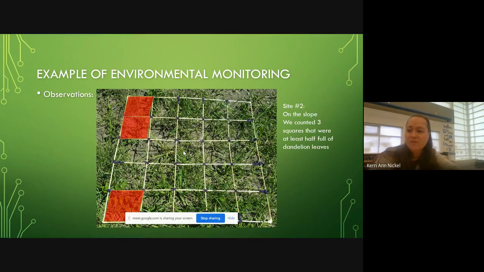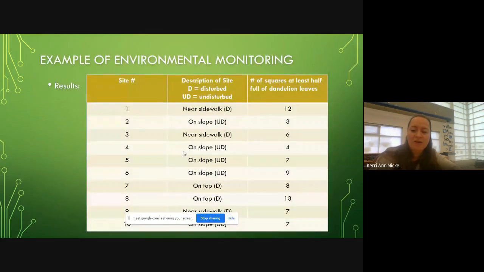Okay, so we did this process for the rest of our 8 sites, and then we compiled our data into our chart. So you can see here we have our 10 sites. We talked about where we took the sample from. So whether it was near the sidewalk, on the slope, or on top. And then we also labeled whether it was disturbed or undisturbed. And then we noted how many squares were at least half full of dandelion leaves. So now we have some data that we can work with. So those are our observations.